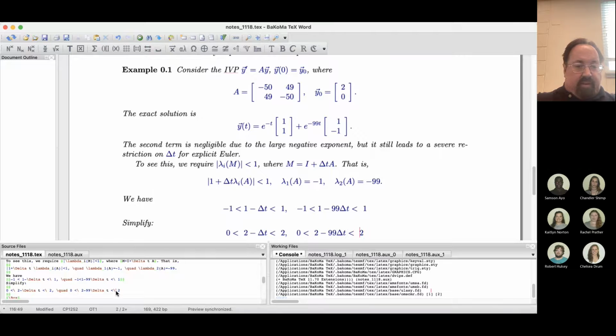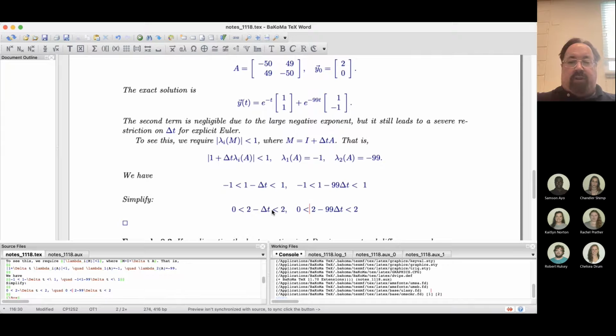Okay. Now, in each case, the second inequality is automatically going to be satisfied just because delta t is always positive. So this part is not worth looking at. It's the other inequality that we need to pay attention to.